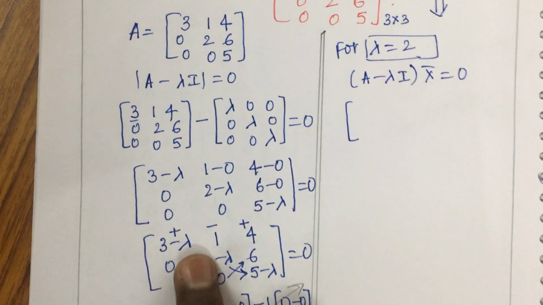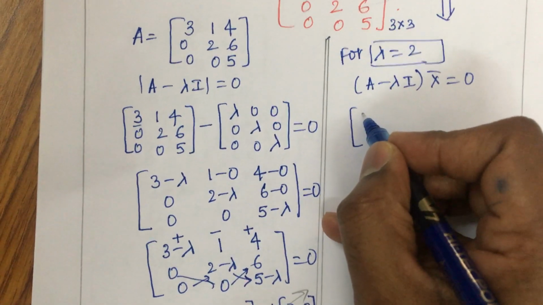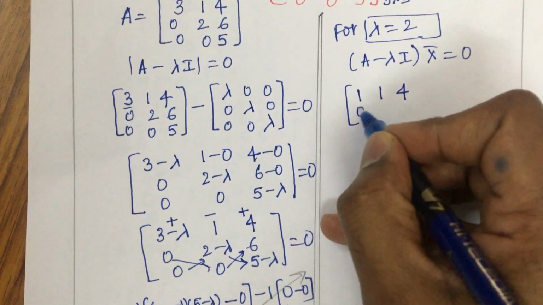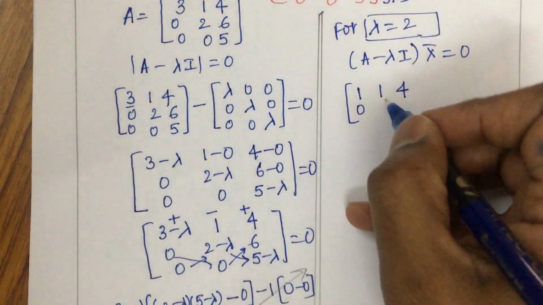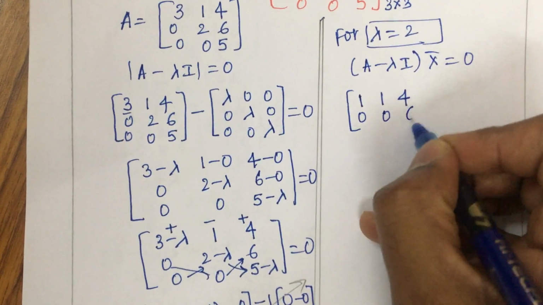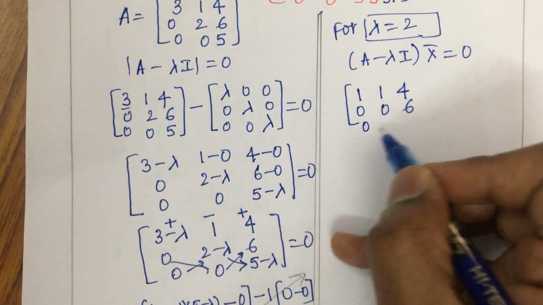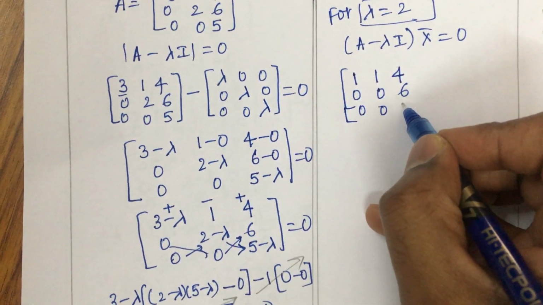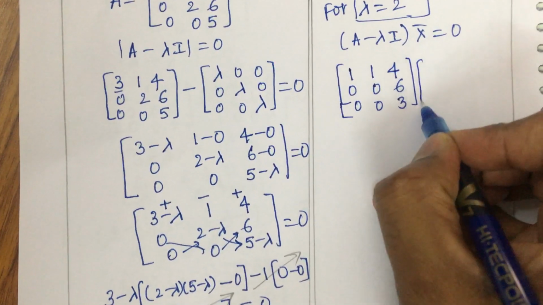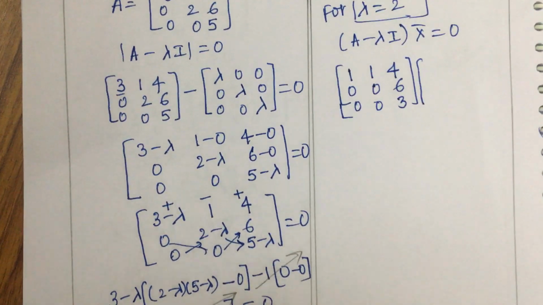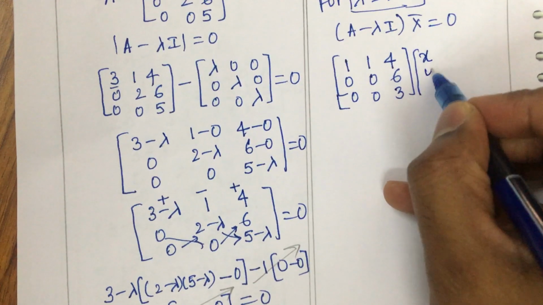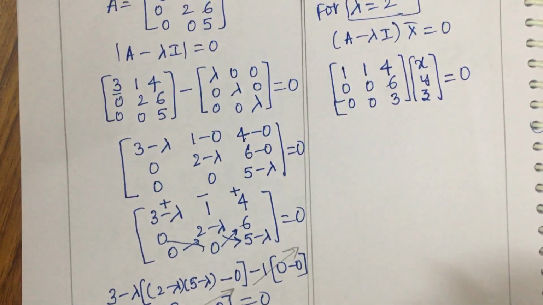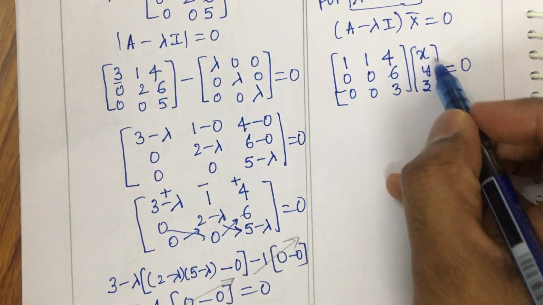So that gives 3 minus lambda, which is 1, and this is 1 and 4 and 0, and 2 minus 2 is again 0, and this is 6. And here it is already 0, 0 and 5 minus lambda, that is 5 minus 2, which is 3, into the vector matrix x, y and z. So this matrix equals 0. Now let's work out the matrix multiplication.